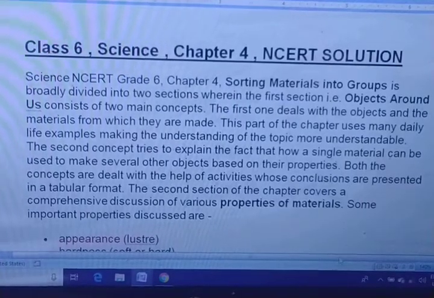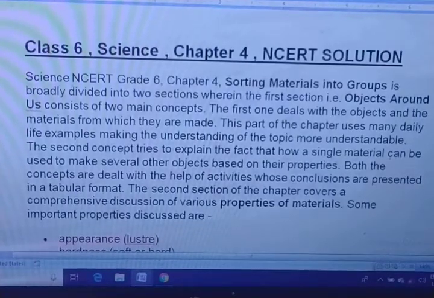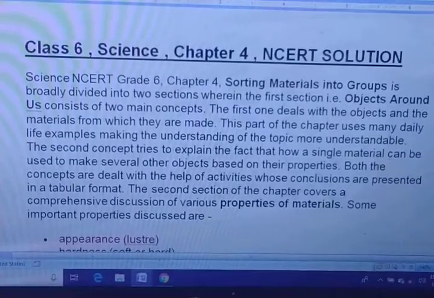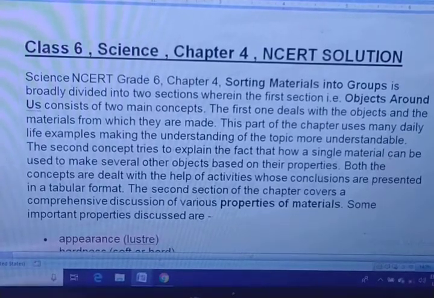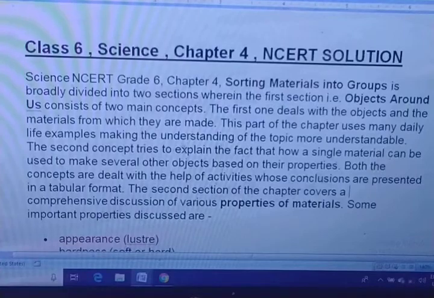First of all, what we have to study in this chapter, you can see in this video. Science NCERT grade 6 chapter 4, sorting material into groups, is broadly divided into 2 sections, where the first section, that is objects around us, consists of 2 main concepts. The first one deals with the objects and the materials of which they are made. This part of the chapter uses many daily life examples, making the topic more understandable.